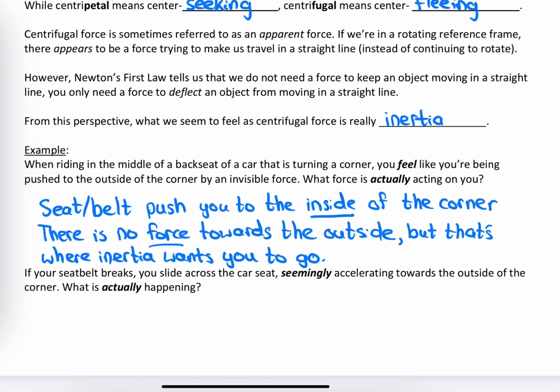If your seatbelt breaks, you slide across the seat. You seem like you're accelerating towards the outside of the corner, but what is actually happening? You're moving in a straight line while the car underneath you is continuing to turn a corner.